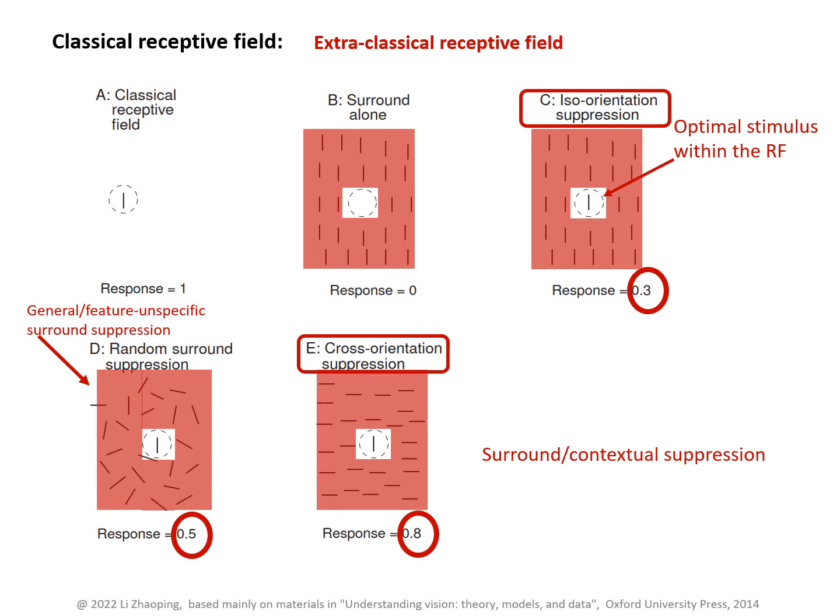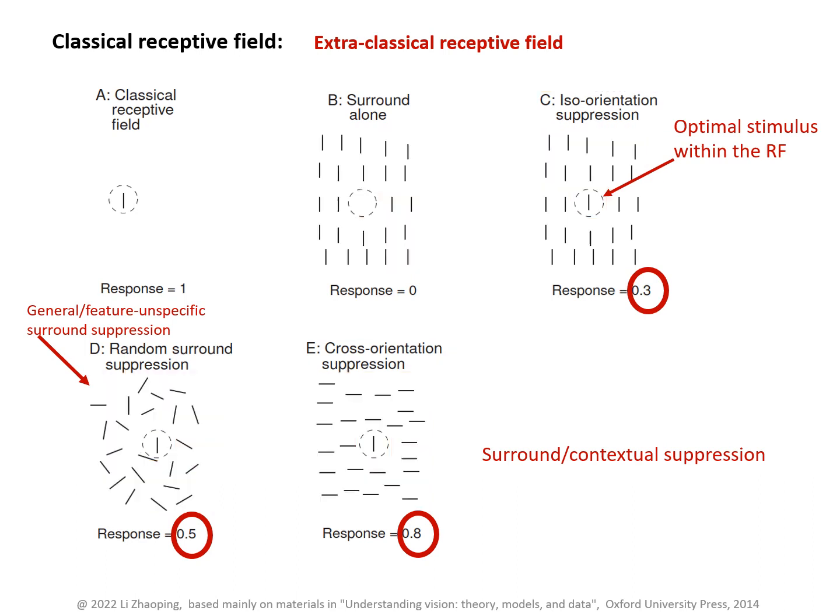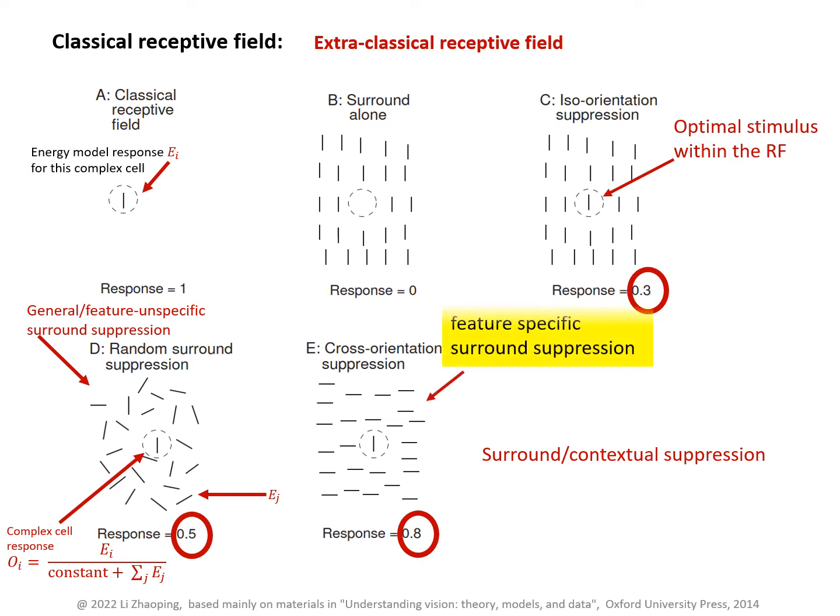These are called general or feature-unspecific surround suppression. If we denote the energy model's response of this complex cell as EI, and that from a neighboring complex cell to contextual inputs as EJ, then the response of the central complex cell can be modeled as OI, like this. And this models the general feature-unspecific suppression between neighboring complex cells. In contrast, these are feature-specific surround suppressions.